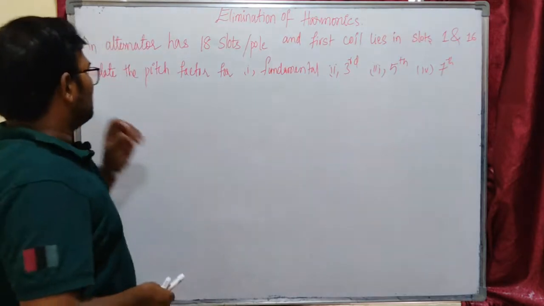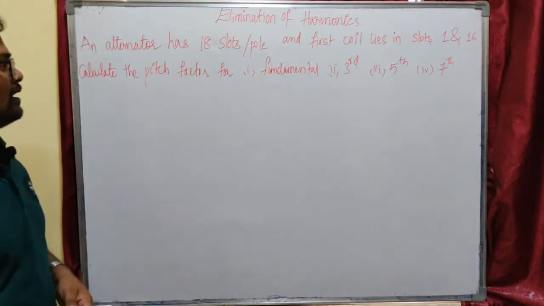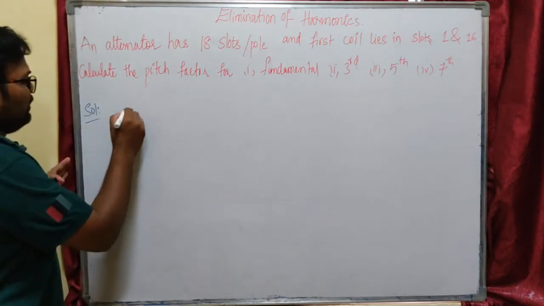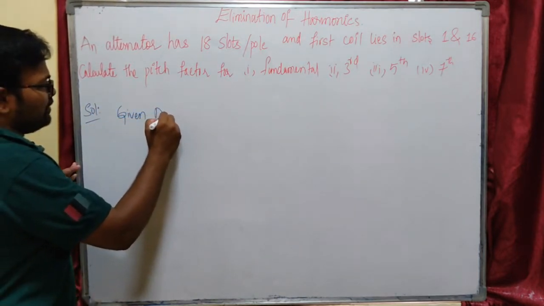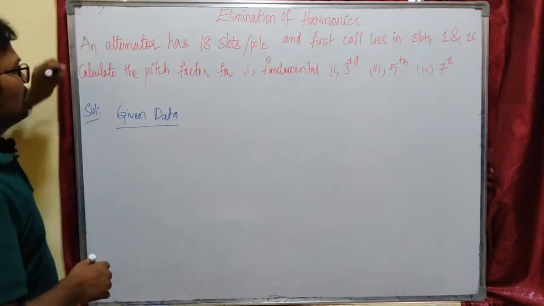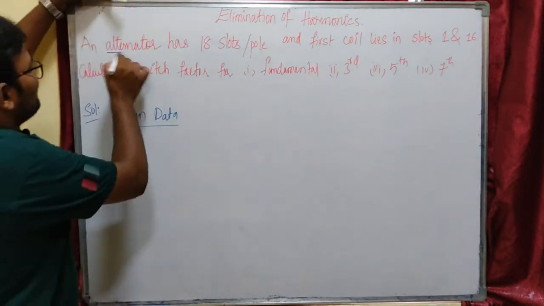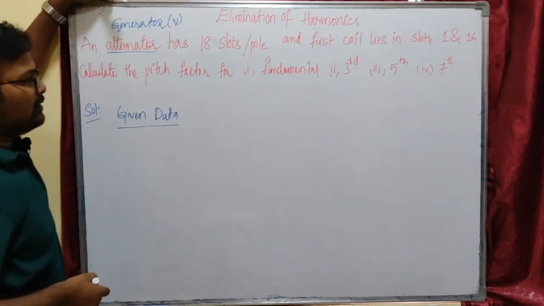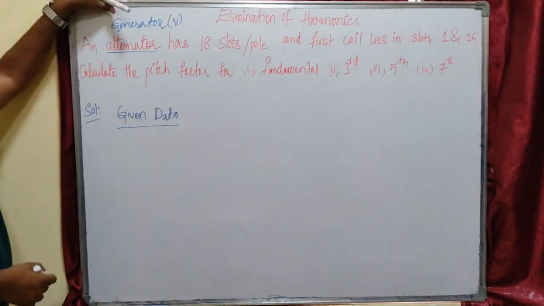So here is the problem for pitch factor. An alternator has 18 slots per pole. Solution: let us write down the given data first. It has mentioned that an alternator is nothing but a generator. Generator will come in the 5th unit, so for the time being let us understand alternator is a 3-phase generator.